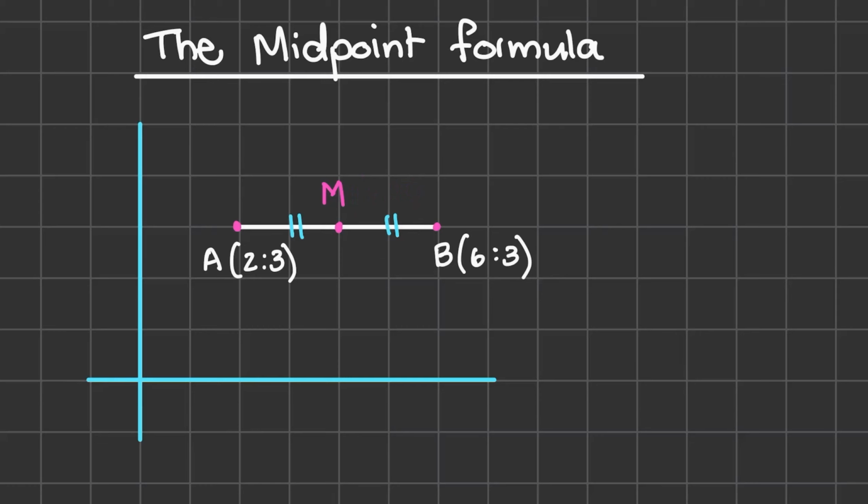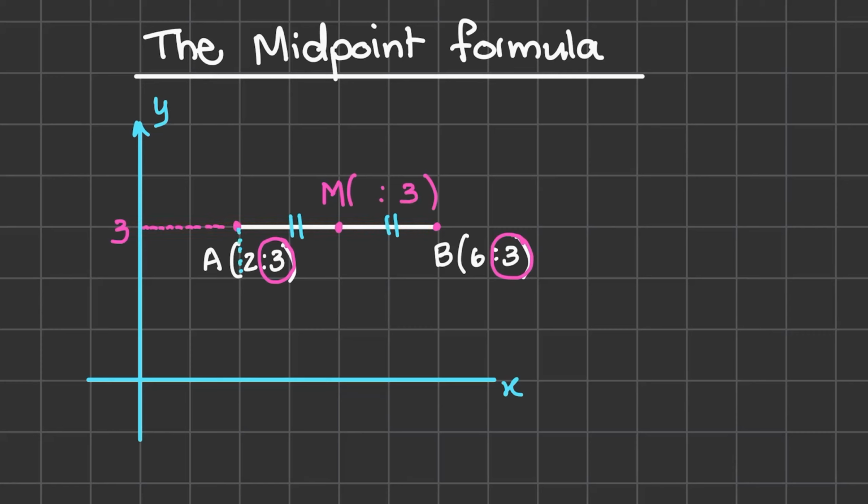And to help you understand, let us discuss this a little bit further. Both points share the same y value of 3. So this line is where y is equal to 3. And the point M lies on this line where y is equal to 3. So the y coordinate of M is equal to 3.